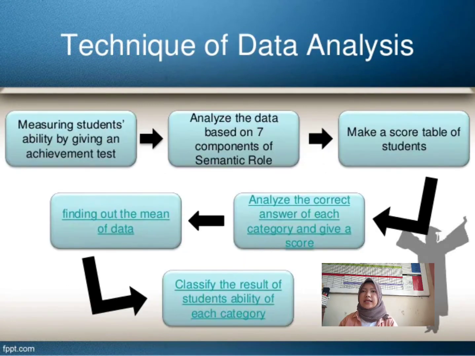The technique of data analysis. The first is measuring students' ability by giving an achievement test, and then analyze the data based on 7 components of semantic role. After that, we make a score table of students, and then analyze the correct answer of each category and give a score. After that, we find out the mean of data. And the last is we classify the result of students' ability of each category.